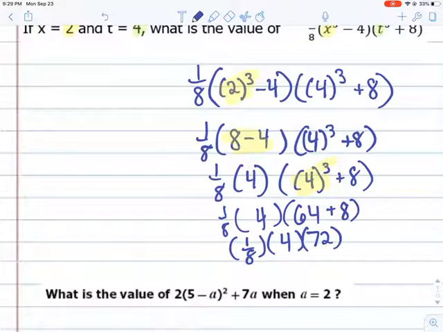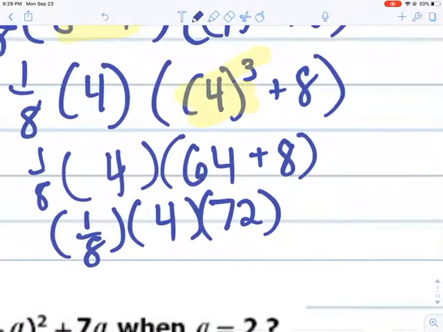When you get to this step, I know some people get really nervous about the fractions, but don't be nervous. You can definitely handle it. All you have to do when you're multiplying whole numbers times fractions is write the whole number over 1. I worked this out mentally: 1/8 of 4. If I took 4 and split it into 8 groups, I would have half in each group. And then I would take half of 72, which is 36.